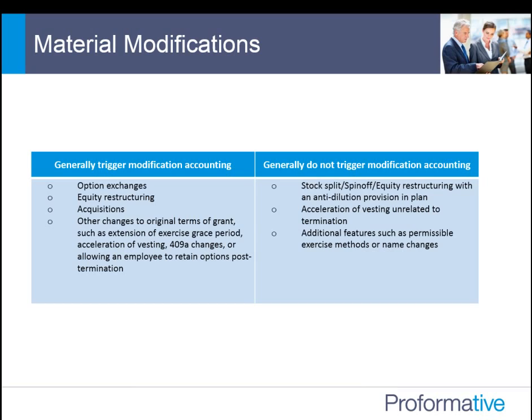Additional features such as permissible exercise methods. With this, sometimes you may do a modification that changes an ISO, which may convert to a non-qual during a modification, so that's something to keep an eye out for, whether your system will allow you to make that conversion.